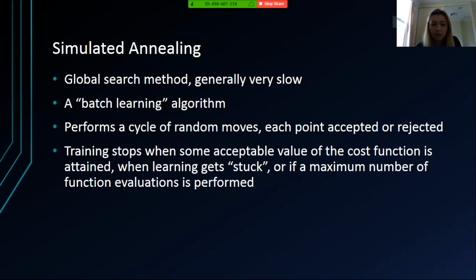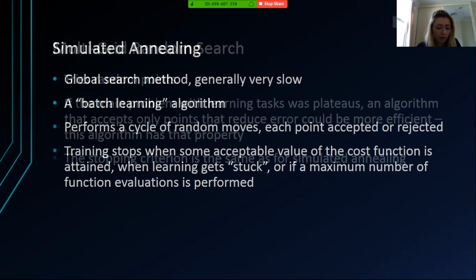The training stops when some acceptable value of the cost function is attained, when the learning gets stuck, which means that the cost value on the last endpoint doesn't change by more than a small constant, or if a maximum number of function evaluations is performed. A function evaluation corresponds to performing a single pass through the network for one input sequence.